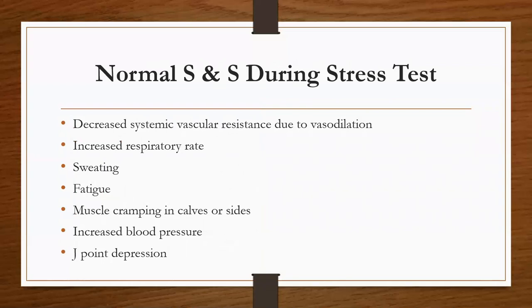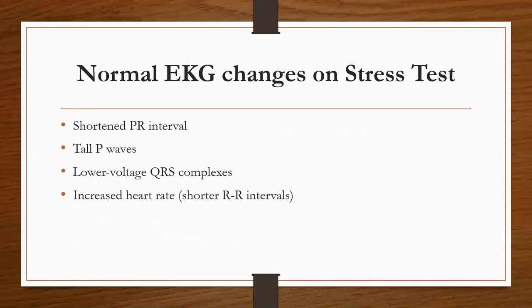So what are normal symptoms for the patient to be having during a stress test? Well, they may have decreased systemic vascular resistance due to the vasodilation, increased respiratory rate, sweating, fatigue, muscle cramping in the calves or the thighs, increased blood pressure, and J-point depression. On the EKG you may see a shortened PR interval, tall P waves, lower voltage QRS complexes, or increased heart rate with shorter R to R intervals.